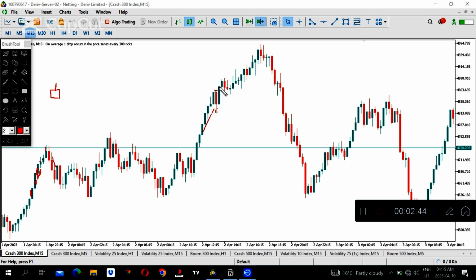So if you are looking at this, generally you could have entered for a buy over here. Why? Because this red candle has been engulfed completely.